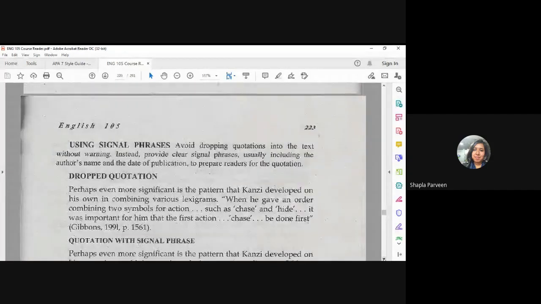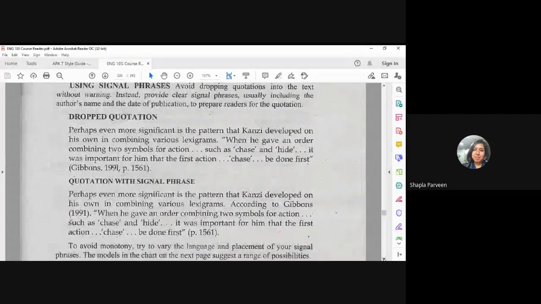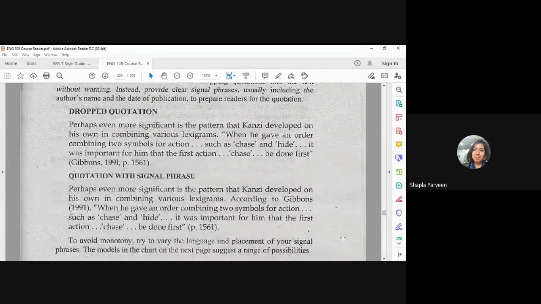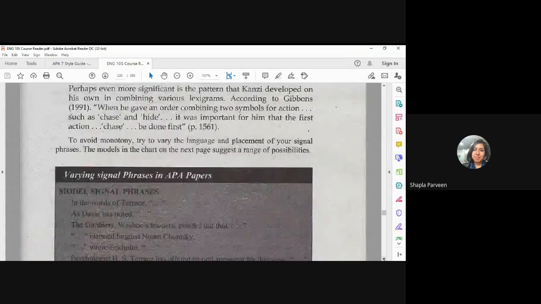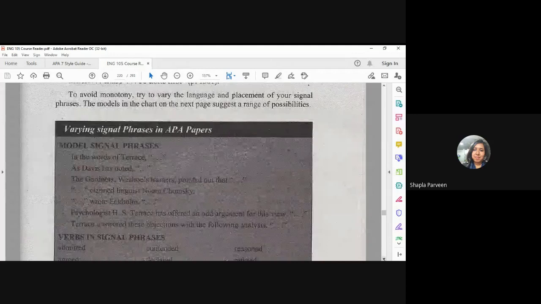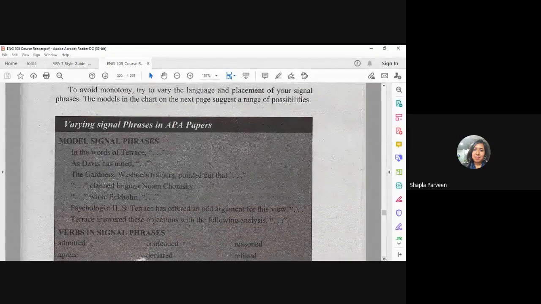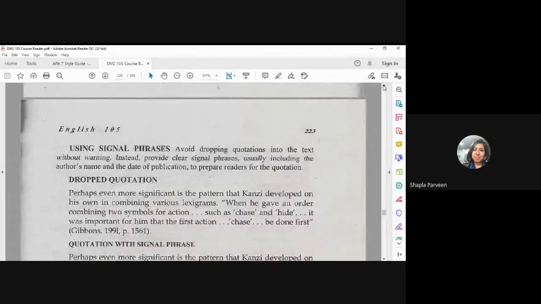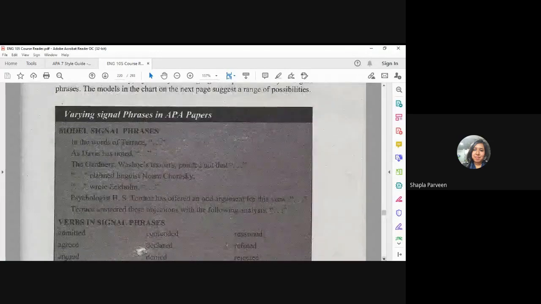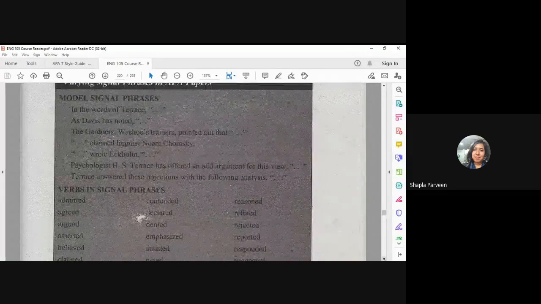Okay, going down. I'm not going to go through these rules because some of them have been changed, as I said. Now here are some examples of signal phrases that you can use. A list has been given here. This is on page 223. Can you all see this page? Yes, ma'am.